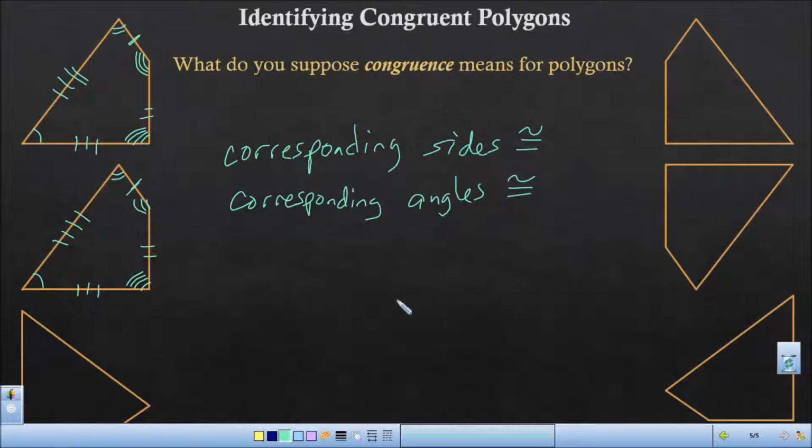Now, corresponding means same position. So it's easy here to say, hey, this is the top and this is the top. But what happens is people will run clockwise around a shape. So they might start off and say, hey, I know that this angle is congruent to, say, this angle. But then they'll stop paying attention and they'll match this angle to this one. Notice that this shape has been flipped. This is a flip, okay? So that means this angle doesn't match up to this angle. That's bad, okay? If we call this the angle 2.